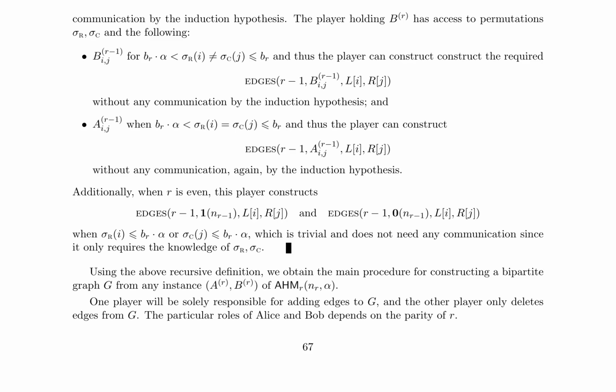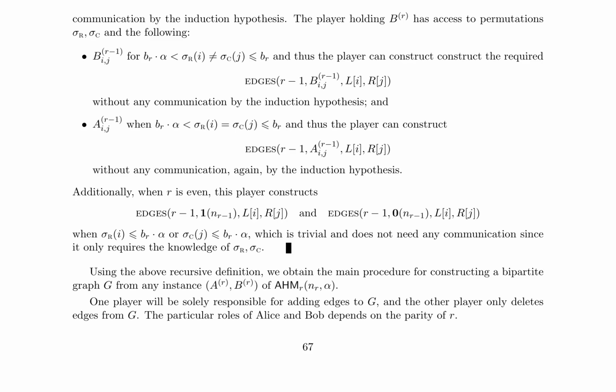The main procedure for constructing the graph G is presented, where one player inserts edges and the other player deletes edges. The roles of Alice and Bob depend on the parity of R. When R is odd, Alice inserts the edges and Bob deletes the edges, and when R is even, the roles are reversed. The constructed graph G is a valid graph, namely a del subset equal 1, as proven by induction on R.